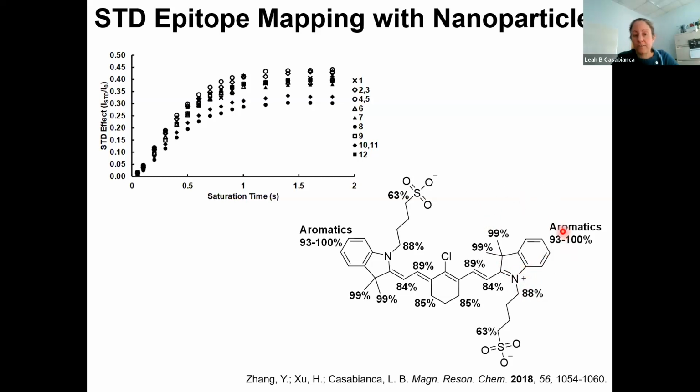In this case, I've set the highest slope to 100%, and these are percentages of the highest initial slope. Near the positively charged nitrogen, we see the greatest initial slopes, and near the negatively charged sulfate group, we see the lowest initial slopes. So as expected, the positive side of the ligand wants to be closest to the negatively charged surface of the nanoparticle, and the negative side of the molecule wants to be farthest from the negatively charged nanoparticle in the bound state.